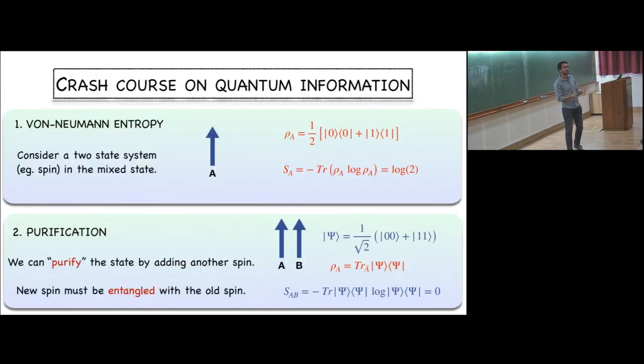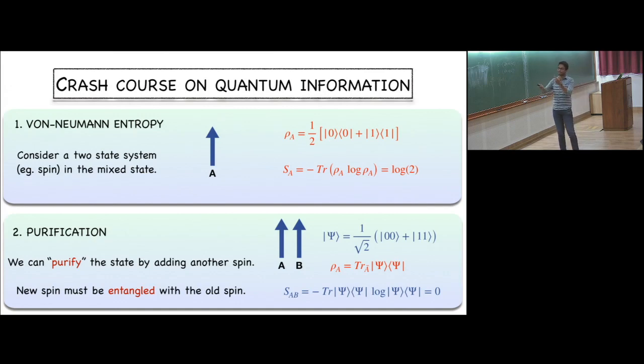Before moving on to the real information paradox, I just want to talk about a few things from quantum information. The first concept I want you to remember is the notion of von Neumann entropy. Suppose I have a system A, which is in some mixed state. Then the von Neumann entropy tells us whether the system is in a pure state or a mixed state. If the von Neumann entropy is non-zero, then the system is in a mixed state, otherwise it's in a pure state.